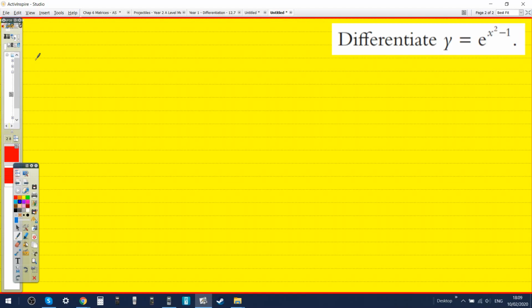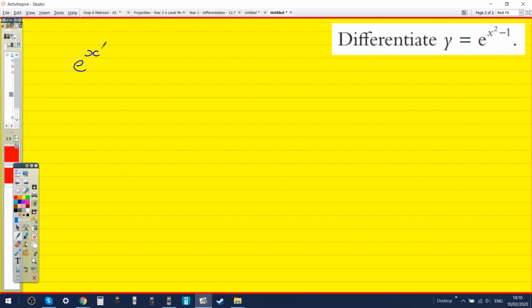I forgot how it goes. Is it just 2x times e to the u? Yes. Yep. So then it becomes 2x times e to the x squared minus 1. Yes. And so I just usually do it as differentiate the whole thing.